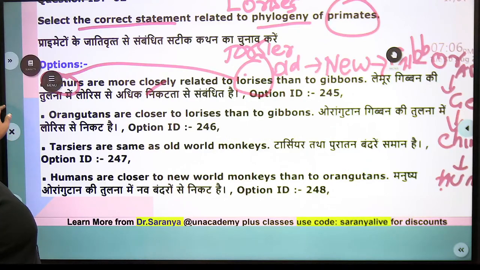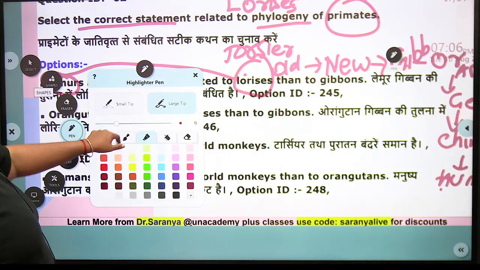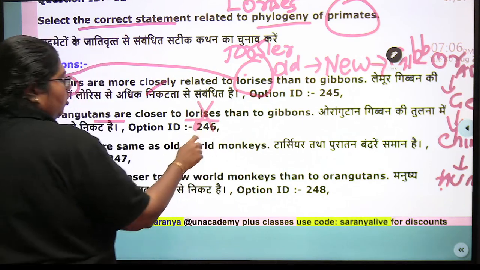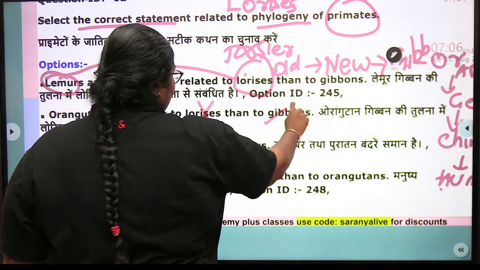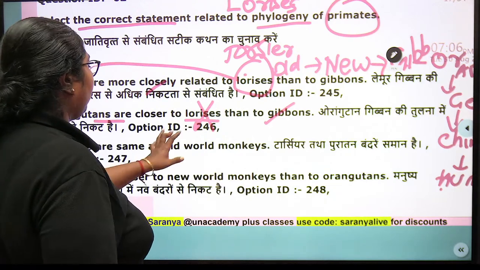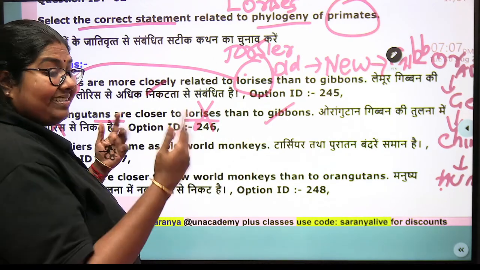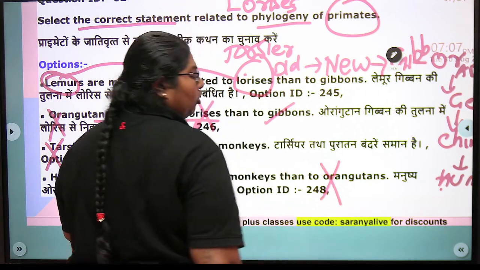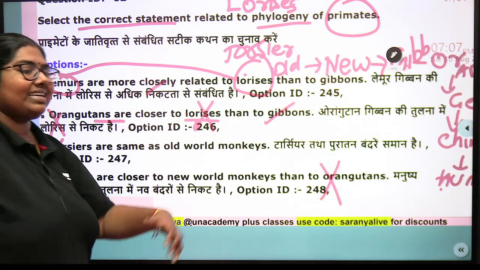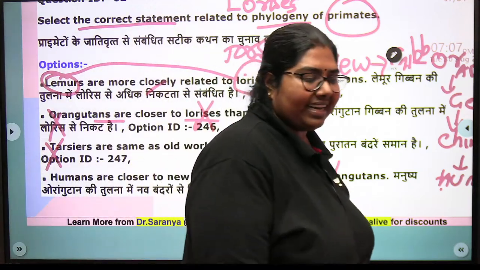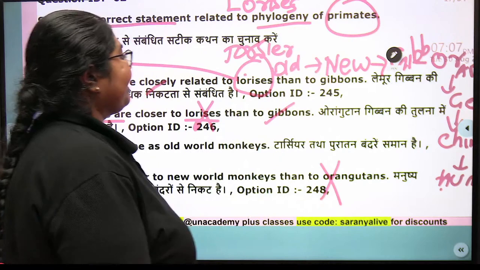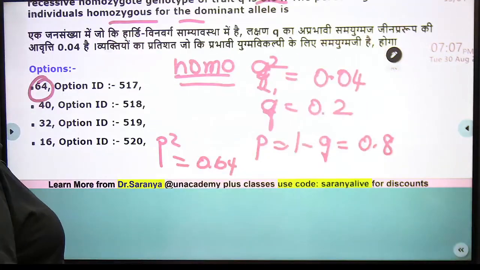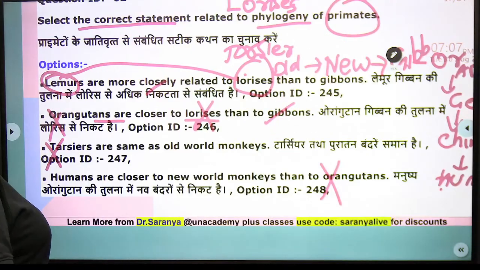In this question, they are saying that orangutan is closer to lorises, is it? No, orangutan should be closer only to gibbons, not to lorises. So this is eliminated. Tarsius and old world monkeys are the same? Never, it is different. Mandrill is different from tarsius. Humans are close to the new world monkeys than the orangutan? No, new world monkeys are far away. Your orangutan is at least near, right? Goa, go chimp. Don't forget it. It is going to be simple and easy for you. All these are very nice questions from last year, so I wish that in the current year also you will get simple questions like this.